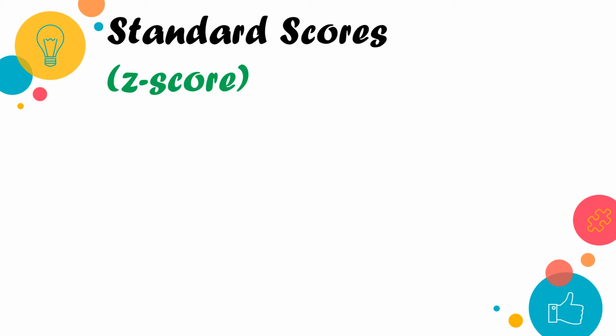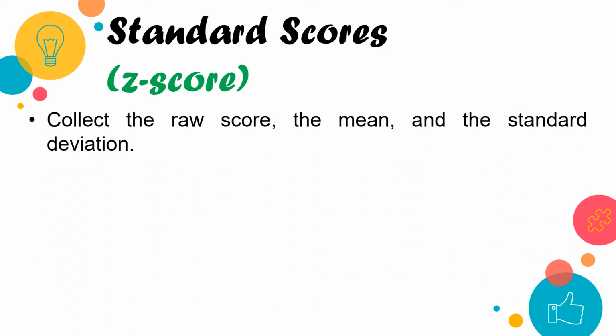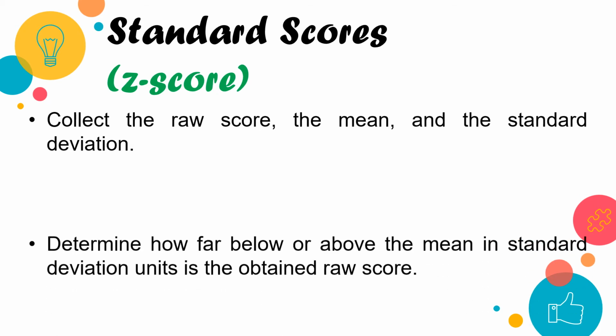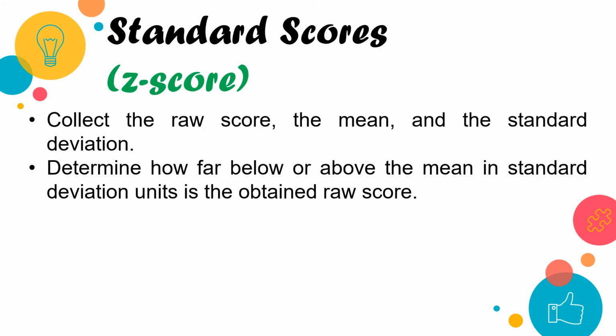Now let's proceed to the different standard scores that we can use for us to interpret more the raw scores. So we have first the Z-score. To get more exact information about John Michael's performance, collect the raw score and the standard deviation. Determine how far below or above the mean, in standard deviation units, the obtained raw score is.